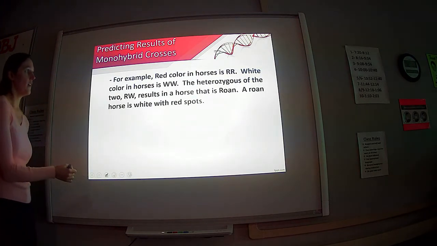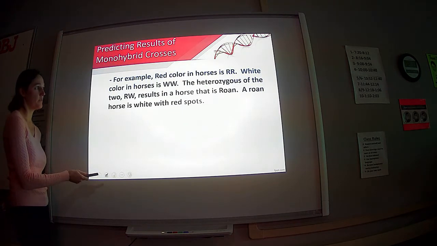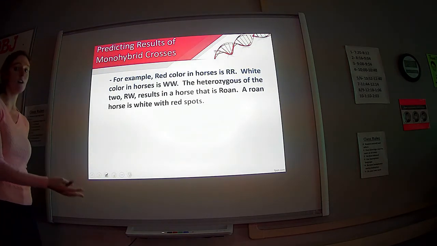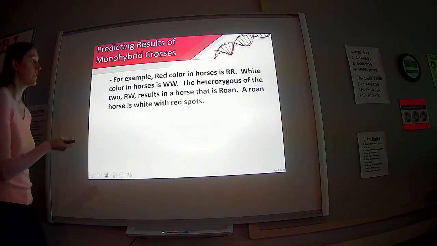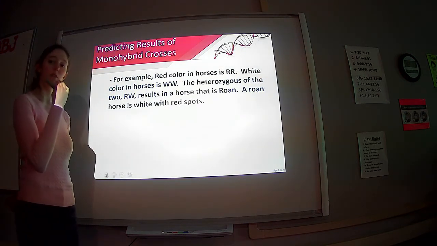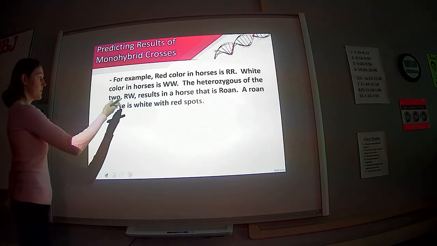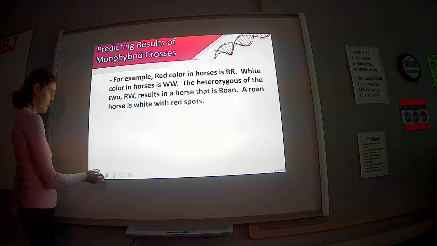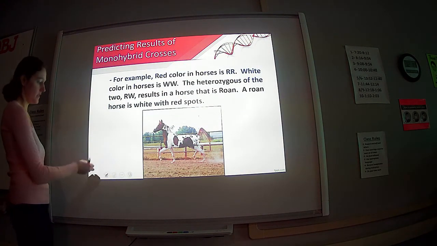For example, red color on horses is going to be 2 capital R's, white color on horses is 2 capital W's. So we have 2 different letters now because we don't have a recessive form. And if you were to use a lowercase letter, then in your mind you would be thinking, oh, that's recessive. The heterozygous is going to be RW, which is going to give you a roan horse, which is a horse that has white coloring with red spots.